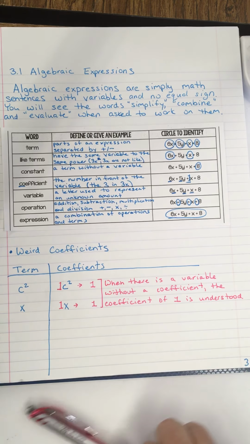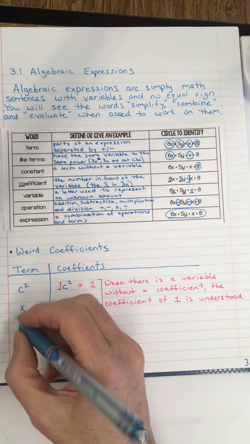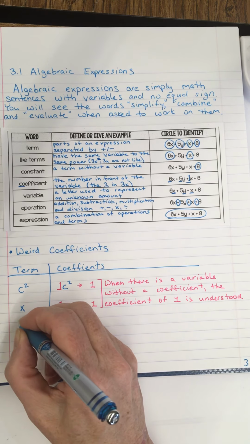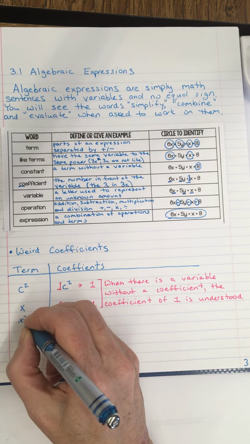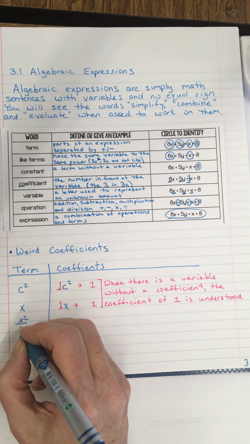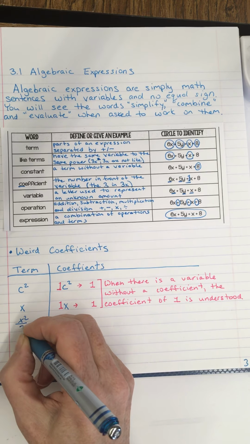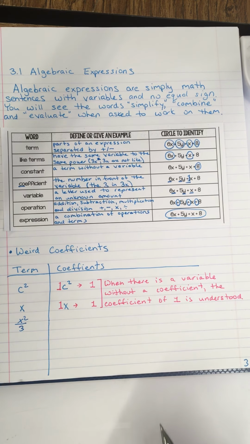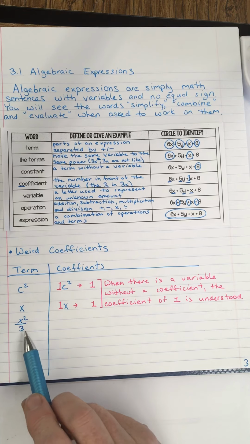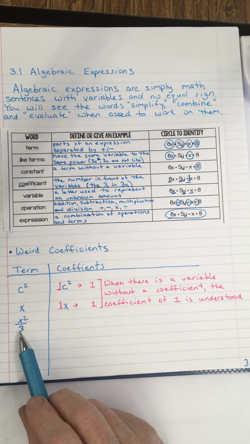Okay, next, we have some weird ones in your homework. They look like this, x squared over 3. In fact, I think this is definitely coming from your homework. Now, you're going to have to just trust me on this.